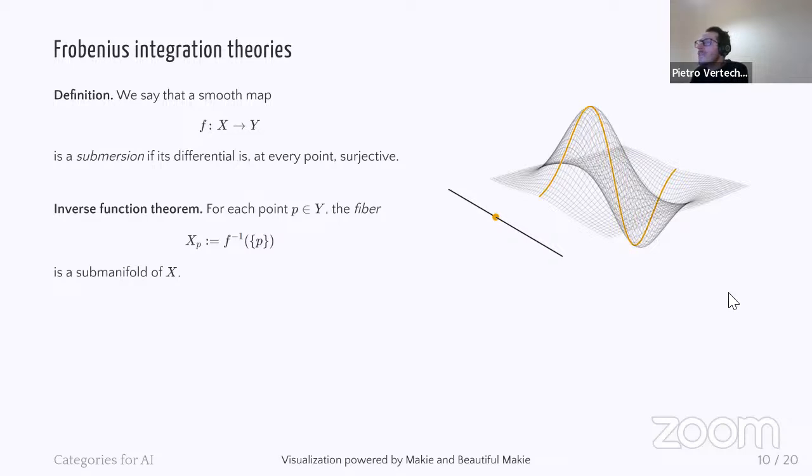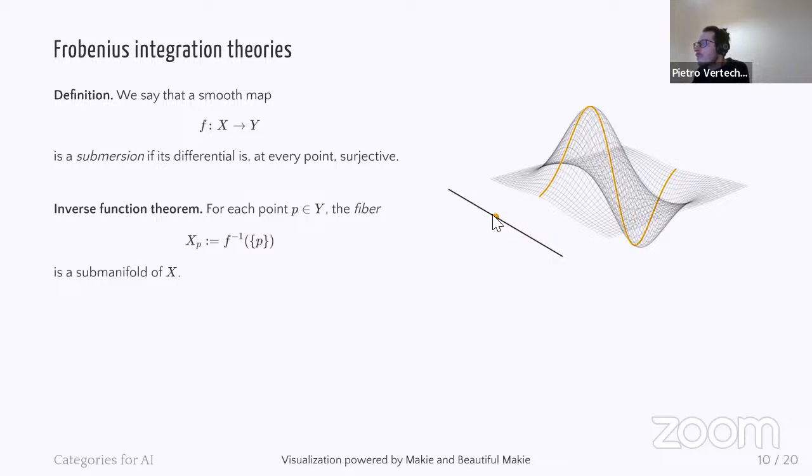And kind of the key feature of submersions is that the fibers are well behaved. This is a consequence of the inverse function theorem: if we take a point P in Y, in this case I'm highlighting a little orange dot on this line, if I fix a dot here, then I can consider the fiber over this dot, which is essentially the pre-image according to this map F.